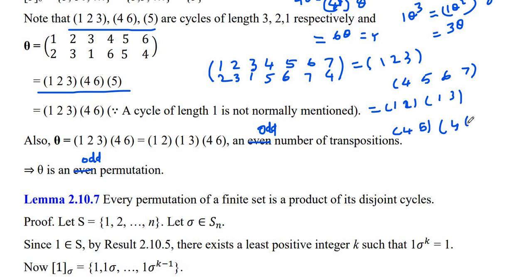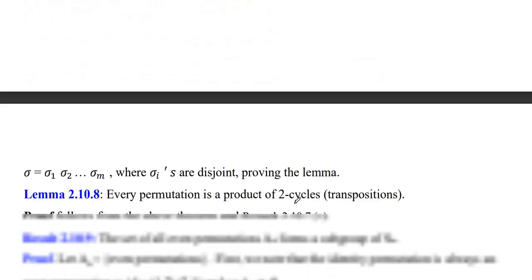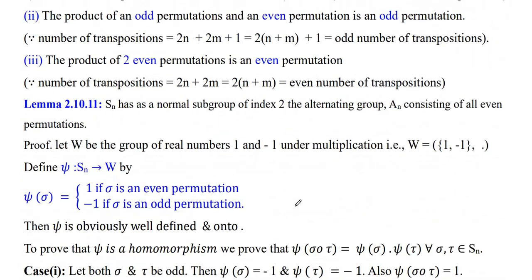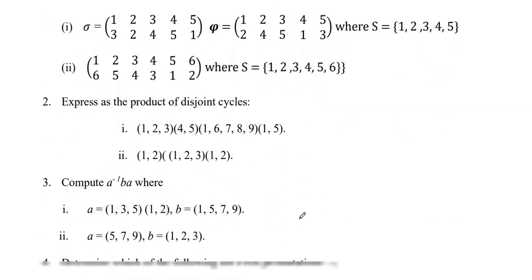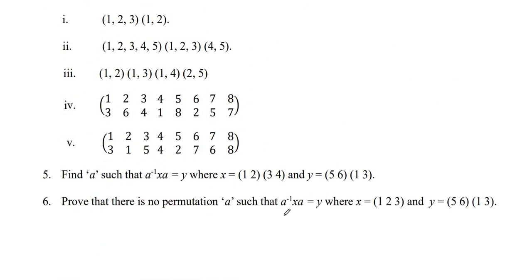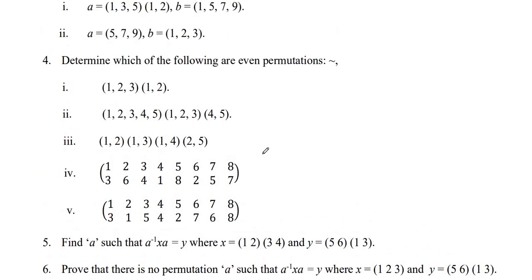So here again, odd number of transpositions, so odd permutation only. Odd number of transpositions, so we have this. But there will be cases where the permutation is written as an even number of transpositions. So we will have them in exercise problems where you will be asked to check whether the given permutation is even or odd.